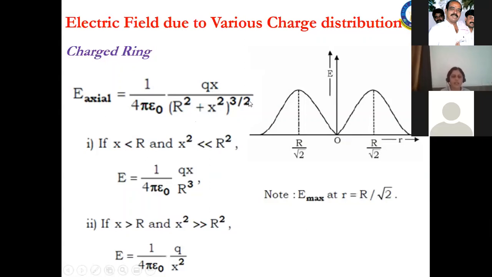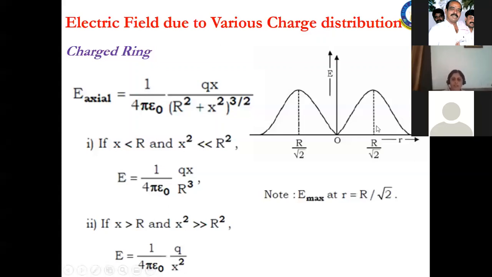So E is equal to 1 by 4 pi epsilon naught q into x by r cube. Then for all values x greater than r, x square will be much greater than r square. So here r square can be neglected. We get x cube in the denominator, so there is another x in the numerator. So we will have E equal to 1 by 4 pi epsilon naught q by x square.